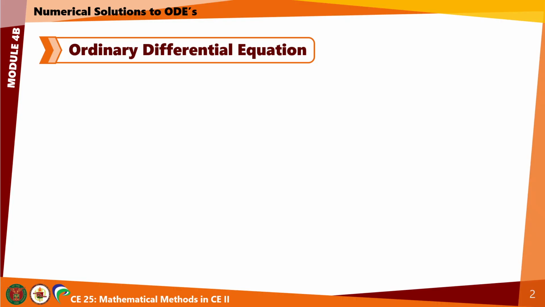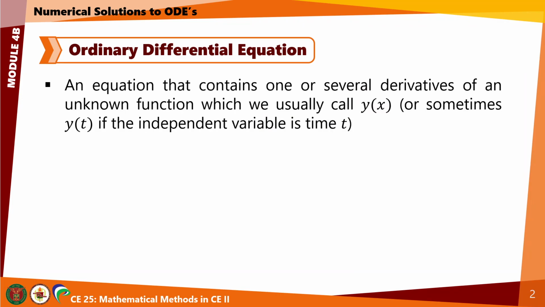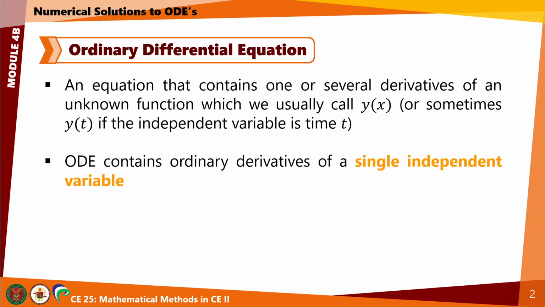In your CE24, we already defined an ordinary differential equation as an equation which contains one or several derivatives of an unknown function. That unknown function is in terms of an independent variable x or sometimes time t. ODEs, or ordinary differential equations, contain ordinary derivatives of a single independent variable. So there should be only a single independent variable in our equation.